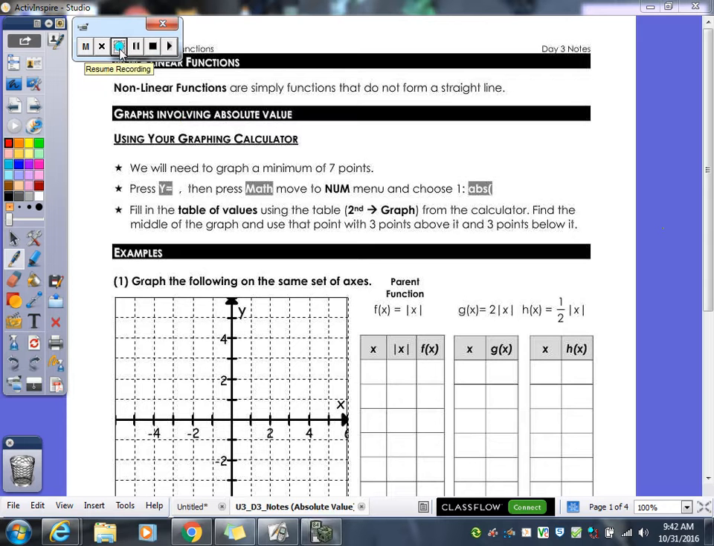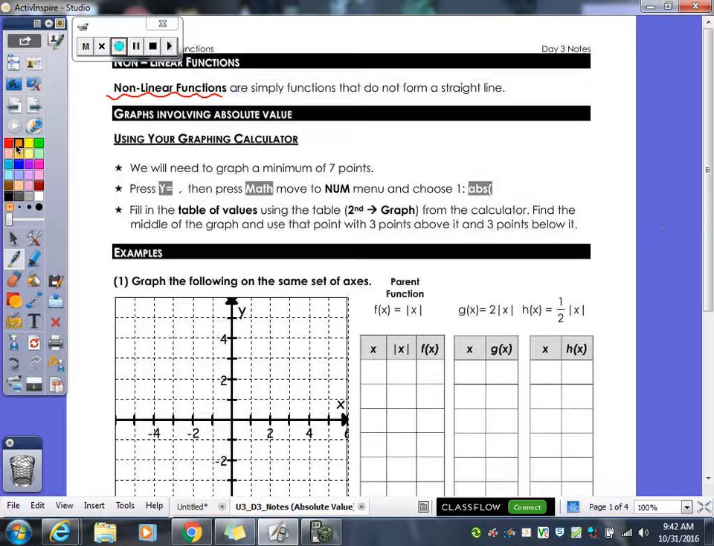So our notes for today are starting with our non-linear functions. Up until this point, the only kind of function you guys have done is your linear function. So now we are doing non-linear functions, which is pretty simple to understand. Those are your functions that do not form a straight line. That's our non-linear function. So everything else that we're going to be doing.